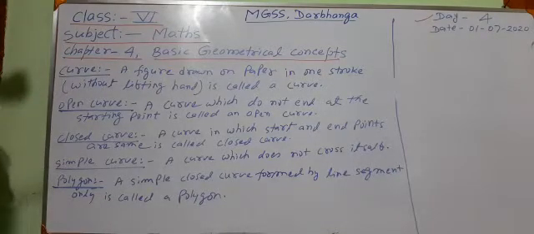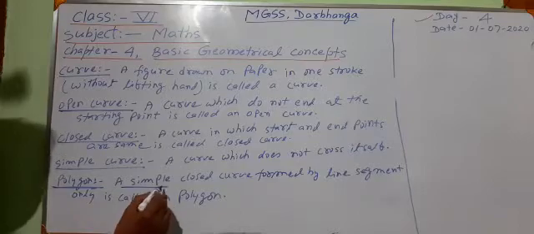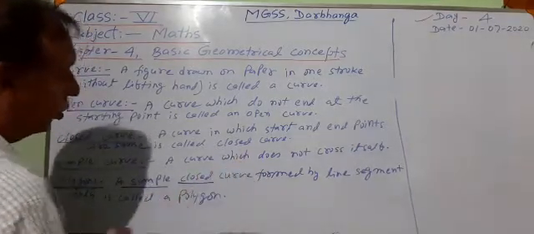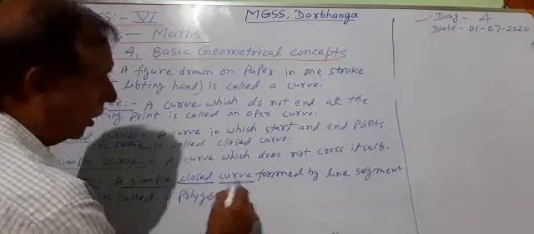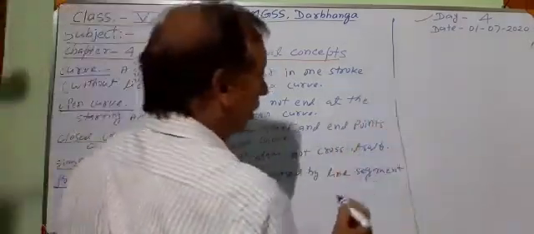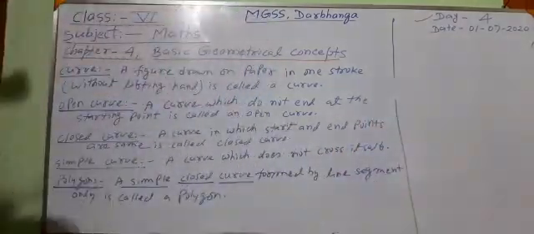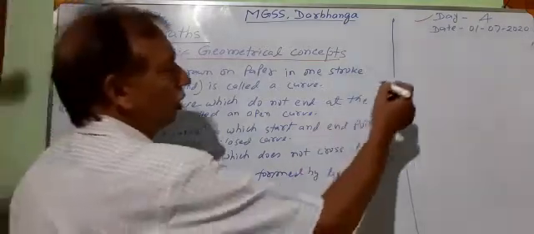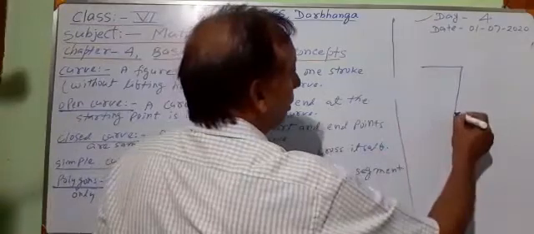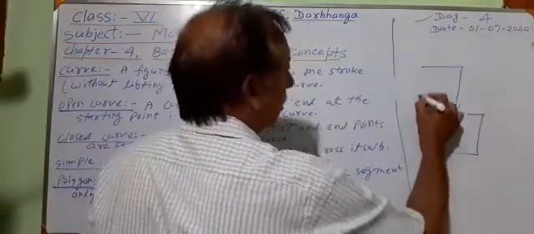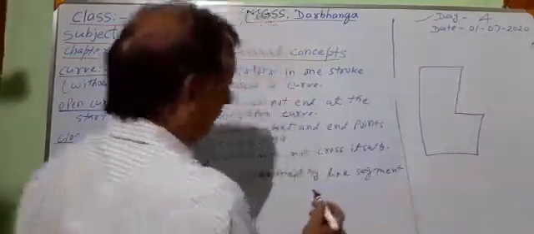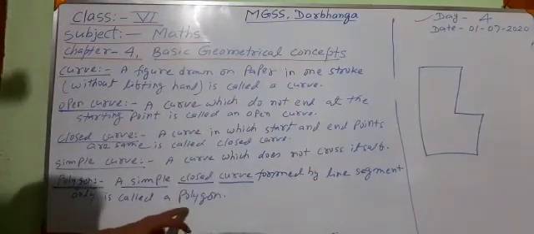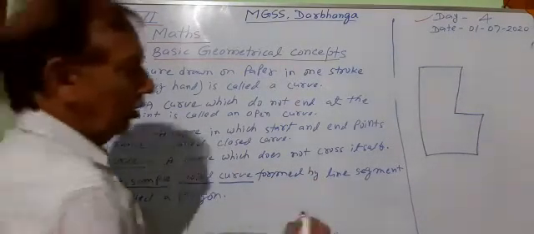What are the properties of a polygon? The curve should be simple, then it should be closed, and it should be a curve. If all these three properties are there, then that curve will be a polygon. This is a polygon, formed by line segments only.